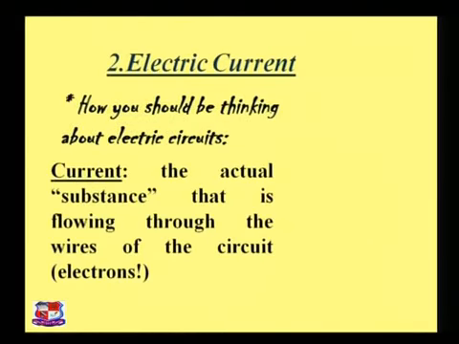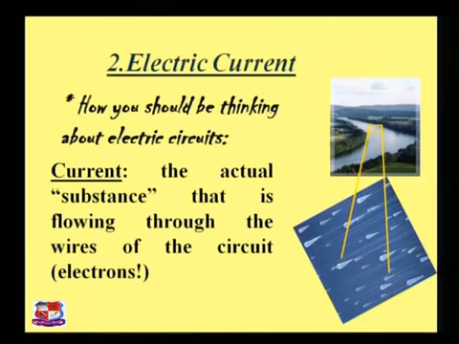Now let's move towards electric current. How should anyone know about the electric circuit and electric current? Current is nothing but the actual substance that is flowing through the wires of the circuits. These are the electrons. Just see the example of a river. What exactly is the substance flowing in the river? That is water. So exactly, water is the main substance in the river. Same here, in an electrical circuit, the electrons are flowing in the wires. So the flow of electrons is nothing but the current.